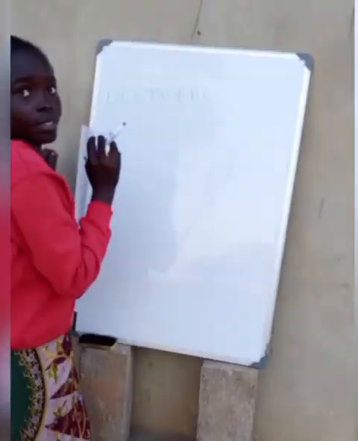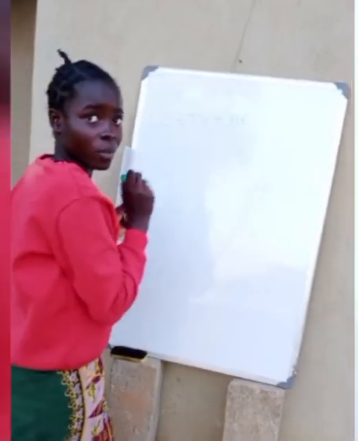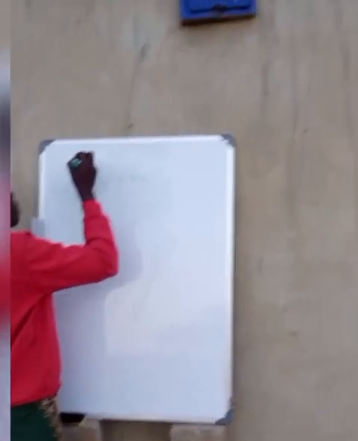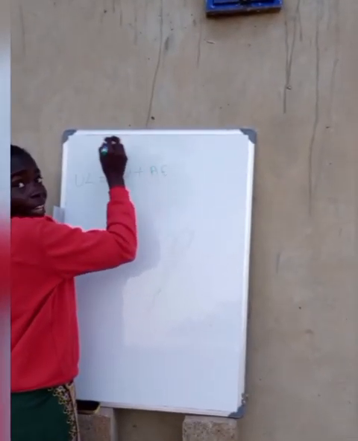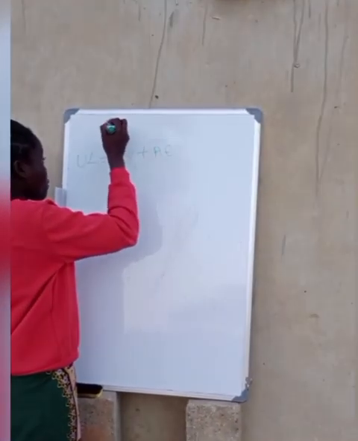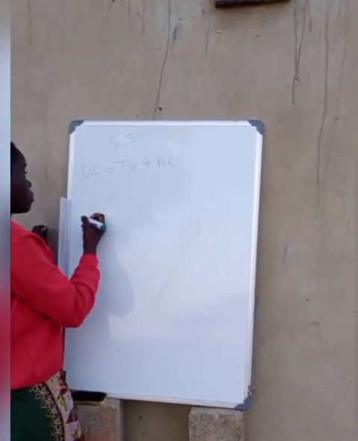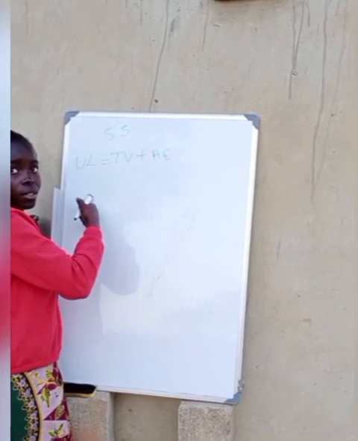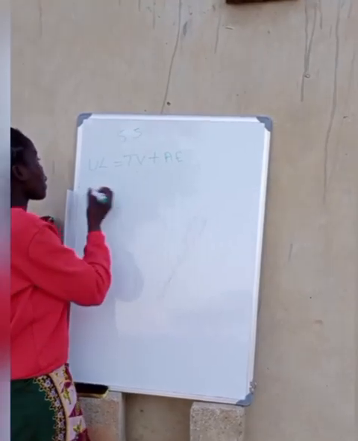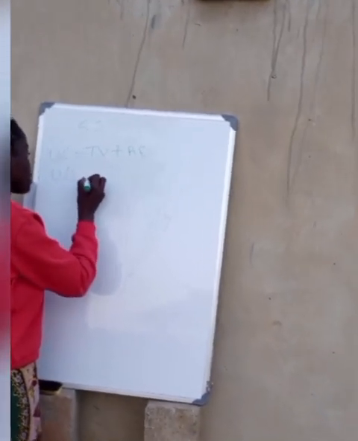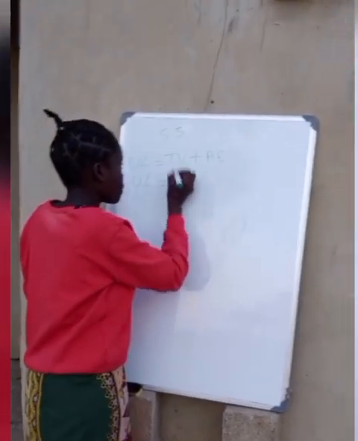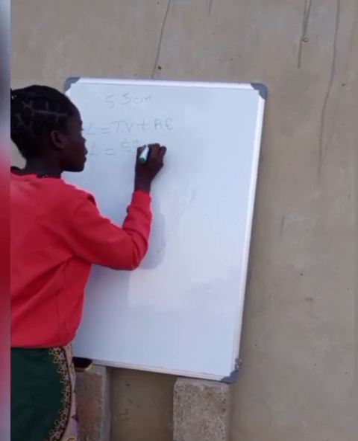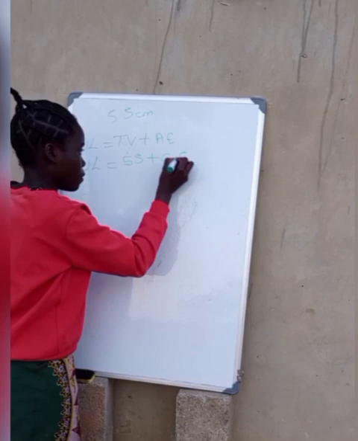Are you going to use the same example of 24? No, I'll change. Since I used 24, let me also use 24. So we're finding the upper limit. It's equal to the true value, 55 centimeters, measured in centimeters. So 55 plus the absolute error we found, 0.5.